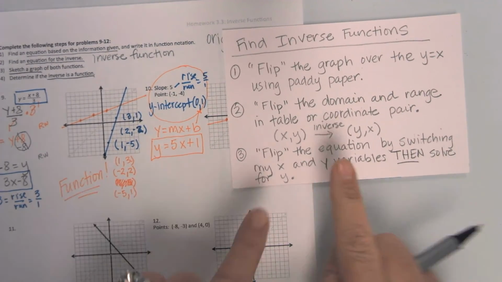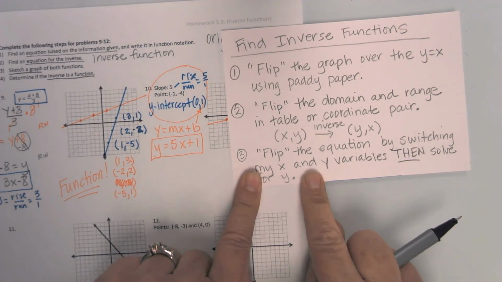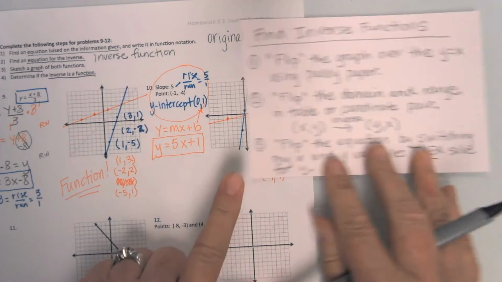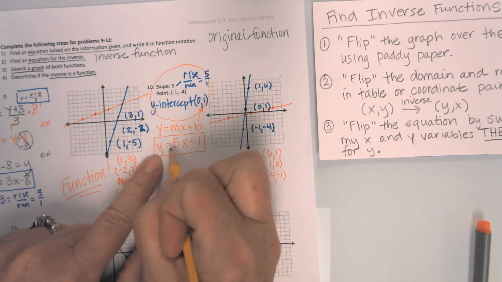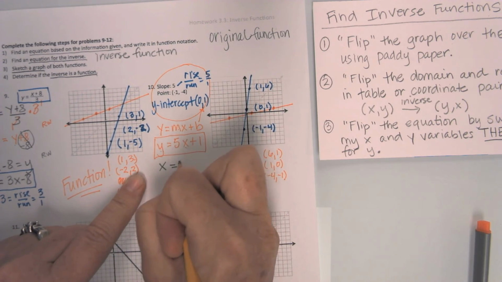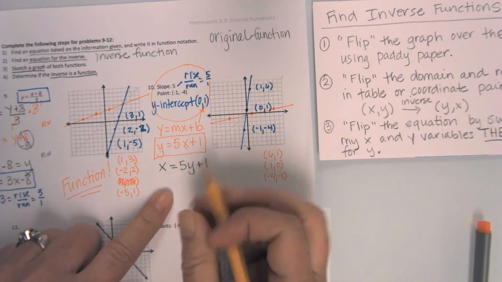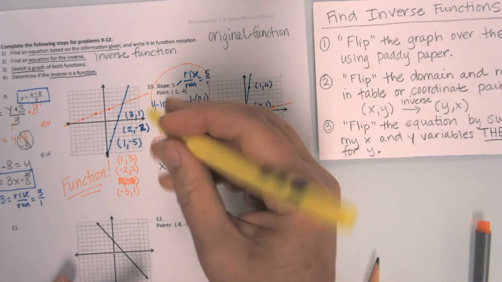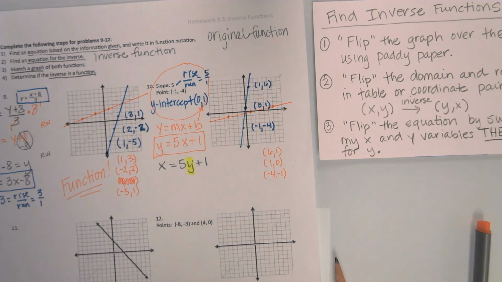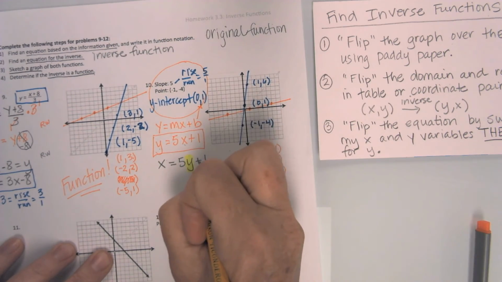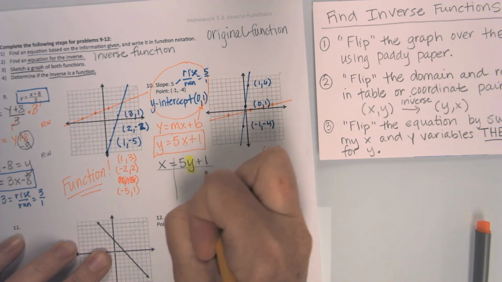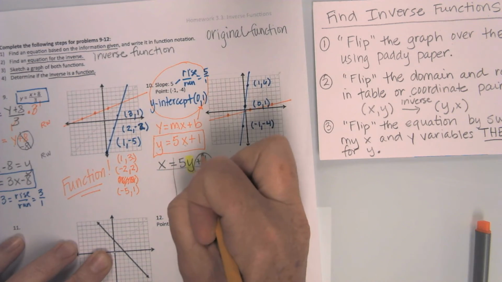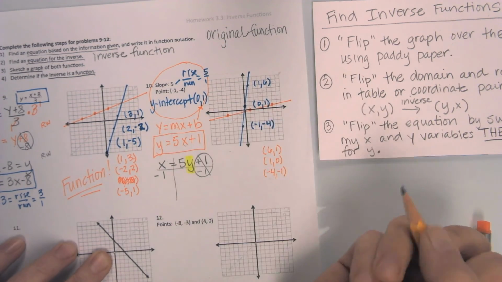Now I do need to find the inverse. So I'm going to do step 3, flip the equation by switching my x and my y variables, then solve for y. So let me go ahead and get my pencil. I'm going to switch my y and my x. x equals 5y plus 1. Now remember, our goal is I need to get this y by itself. So my positive 1 needs to be a 0. To make it a 0, I'm going to subtract 1.